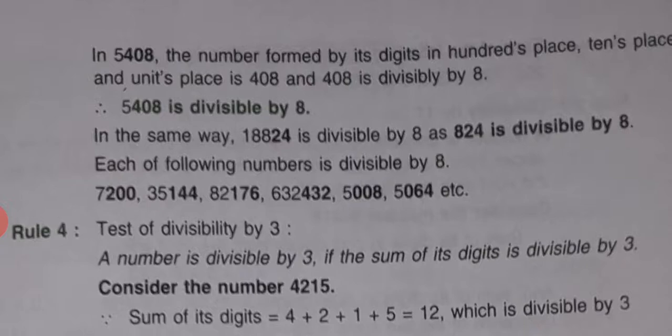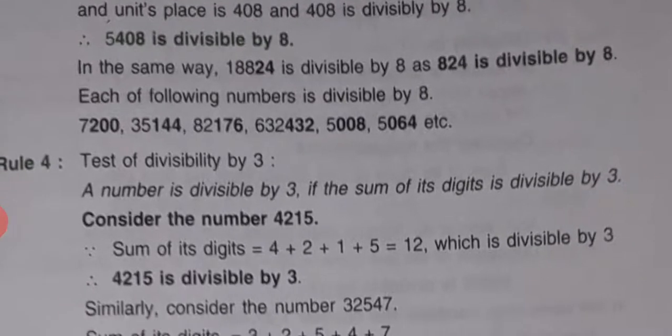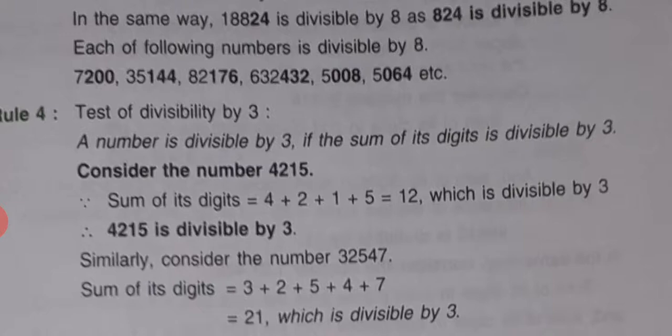Coming to rule 4, the test of divisibility by 3. Here we have to find the numbers which are divisible by 3. Consider a number 4215. First we shall find the sum of the digits 4, 2, 1 and 5, and the sum is 12. You all know 12 is divisible by 3. So we can say the whole number is divisible by 3.